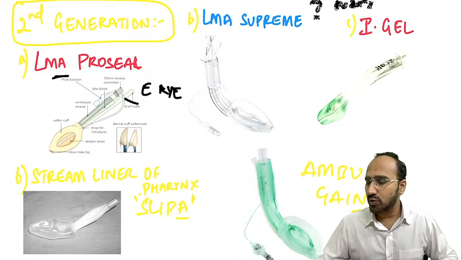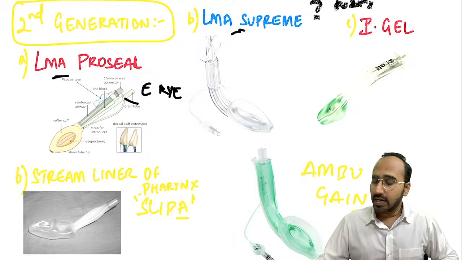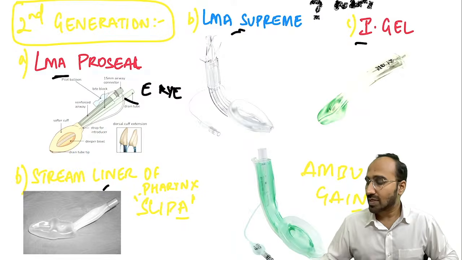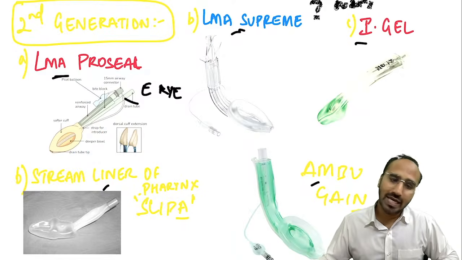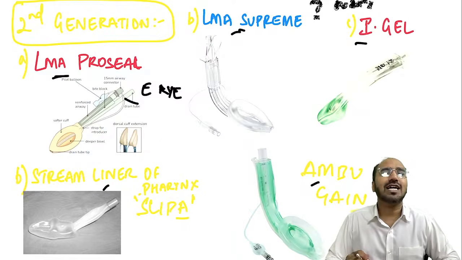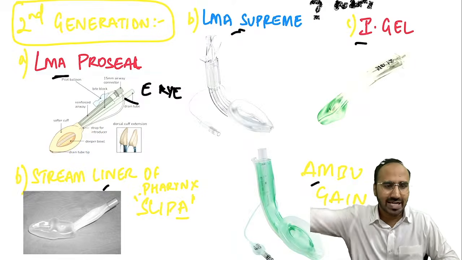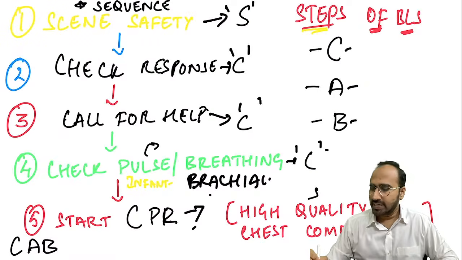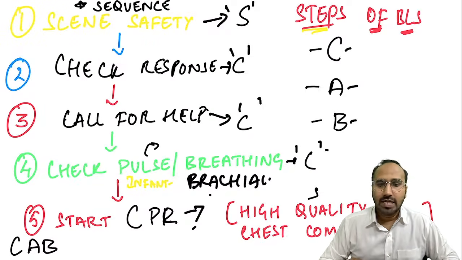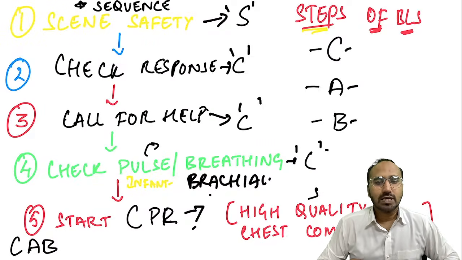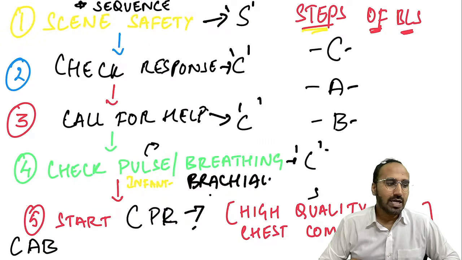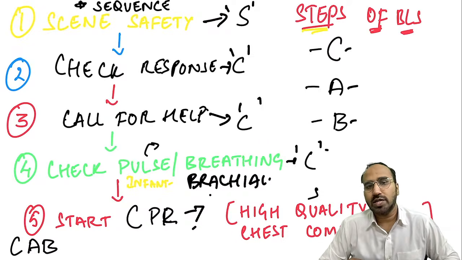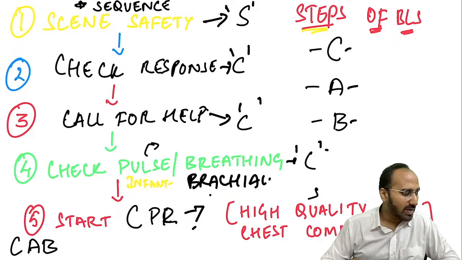Examples are LMA Proseal, LMA Supreme, LMA i-gel, SLIPA is there, and Ambu AuraGain LMA. All these LMAs are having 2 openings. 2 openings, second generation. 1 opening, classical LMA. Okay. Now, guys, next we'll start with the steps of CPCR or steps of BLS. Now, guys, remember in basic life support, what are the steps that we normally follow?